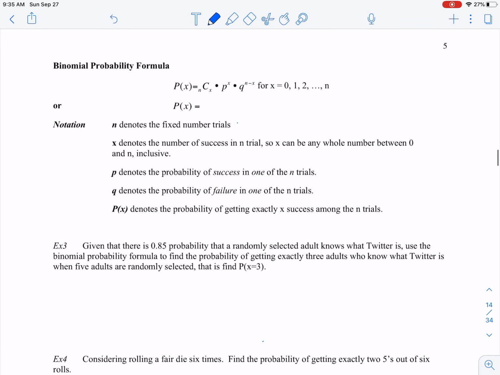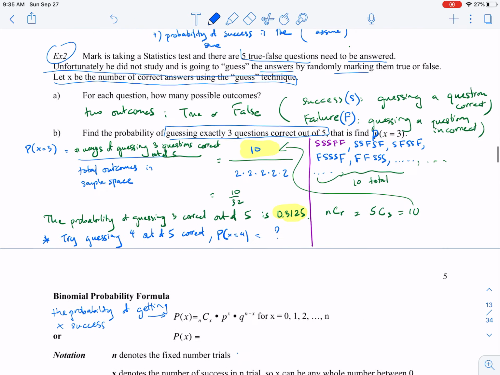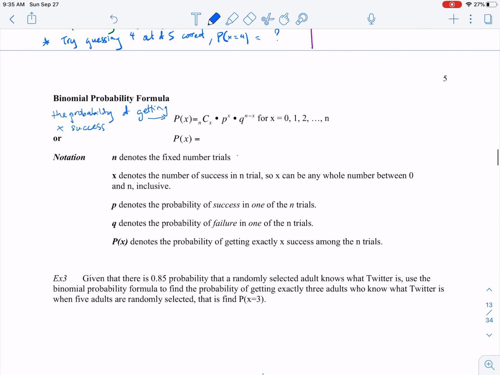So the formula starts with P of X. P of X denotes the probability of getting X success outcomes, or X success trials, out of N trials. Okay, so that's what P of X stands for.